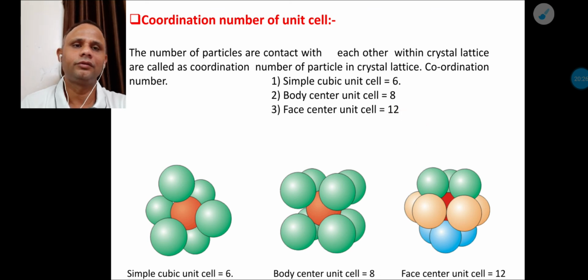Here an MCQ type of question may be asked in your CET exam. The coordination number of BCC unit cell will be dash dash, that means 8. Coordination number of FCC unit cell or crystal compound is 12. Coordination number of simple primitive unit cell or cubic unit cell will be 6. So we should know about the coordination number.